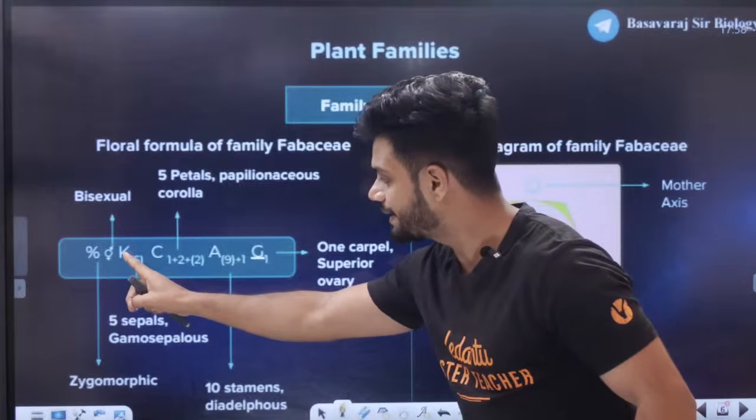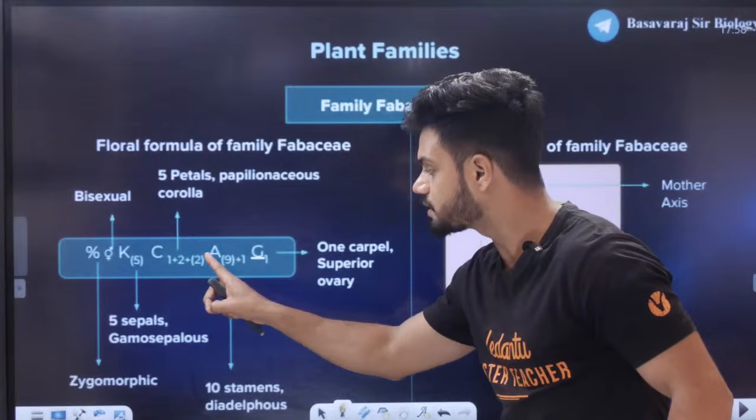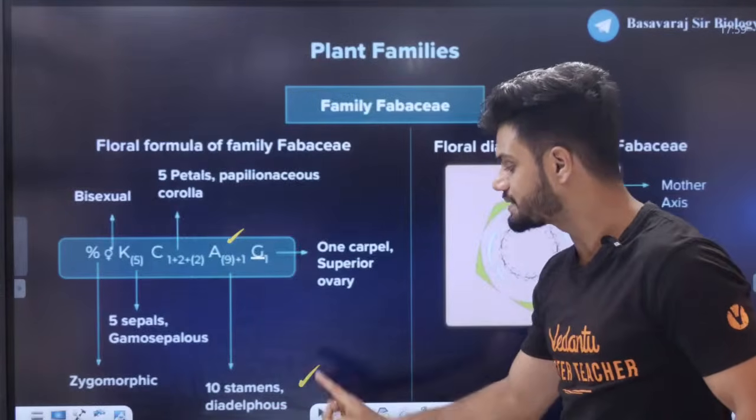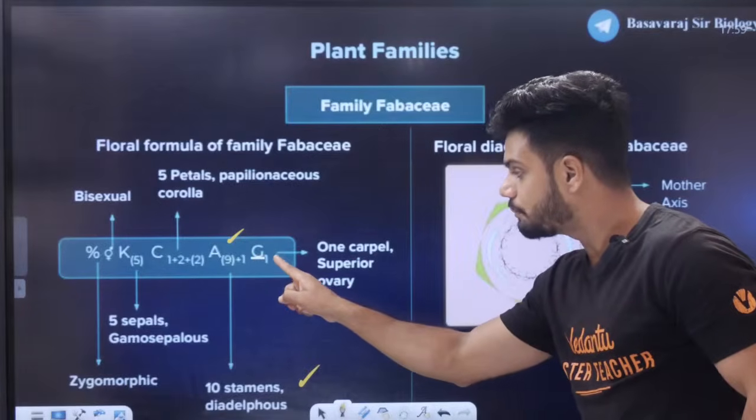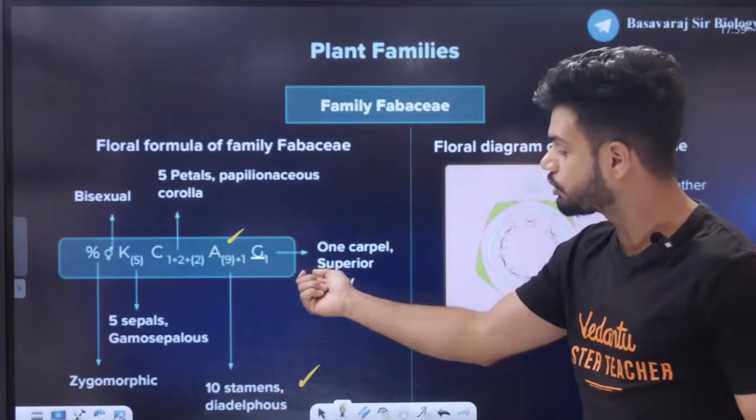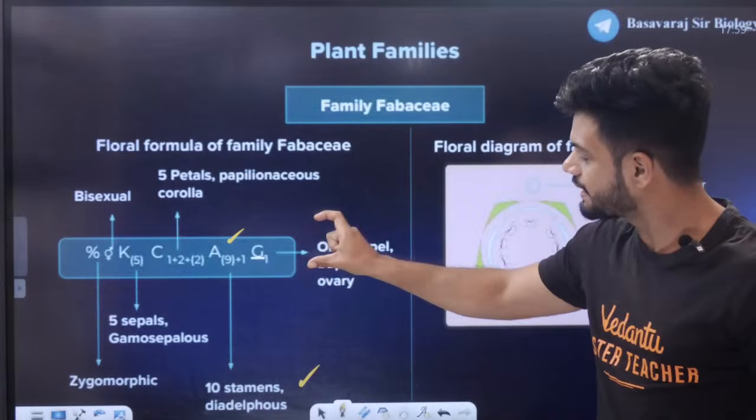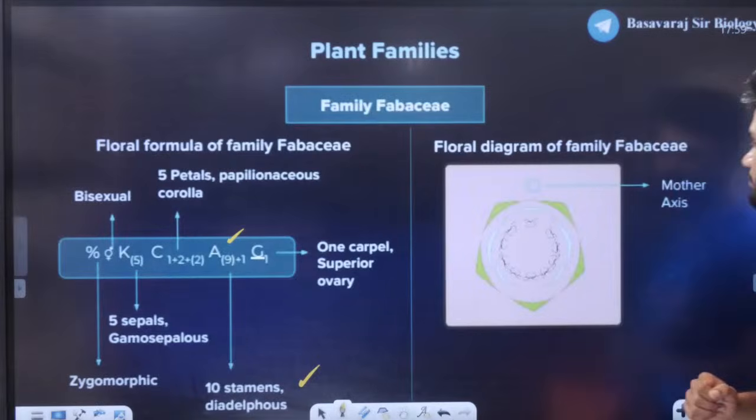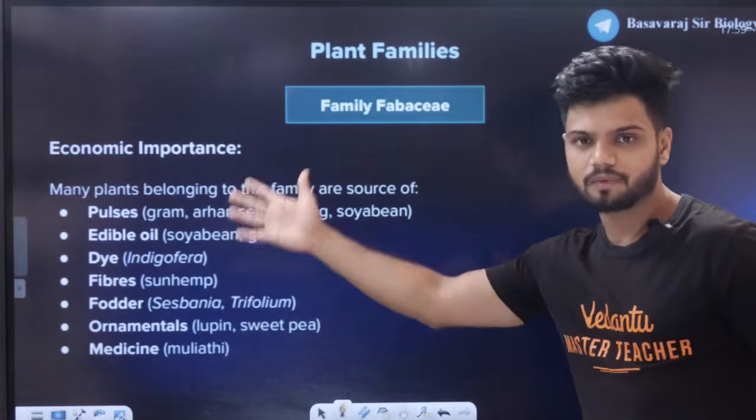Now, for example, in this family, if you look at the floral formula: zygomorphic, bisexual, calyx 5 fused, corolla papilionaceous 1 plus 2 plus 2. Look at the androecium, 9 plus 1 arrangement, that is diadelphous condition, monocarpellary, superior ovary. So this is your entire floral formula for Fabaceae. This is your floral diagram also.